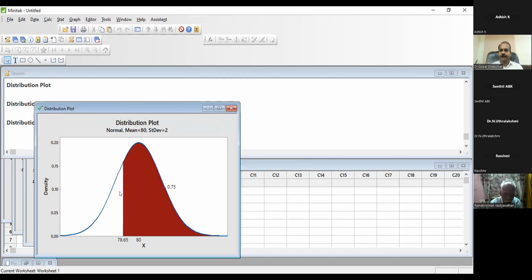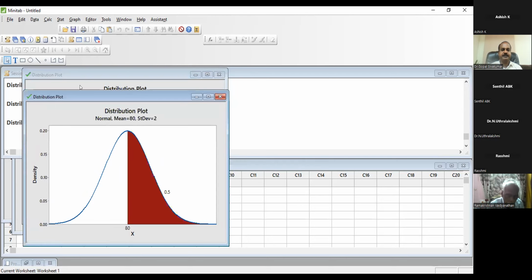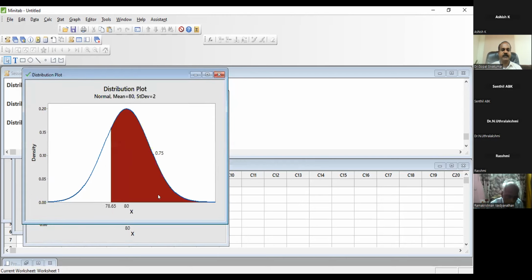All of you are with me? Yes, sir. Yes, 78.5. So, sir, whether it is Q1, Q2, or Q3, or if they ask in the opposite way, what is the probability for a student to score above 78.65? 75%. What is the probability for a student to score above 80? 50%. Right?